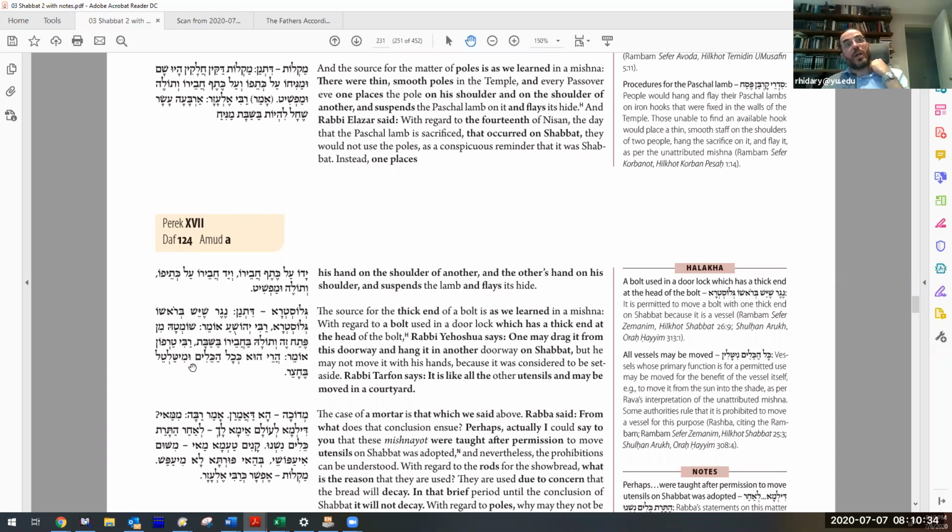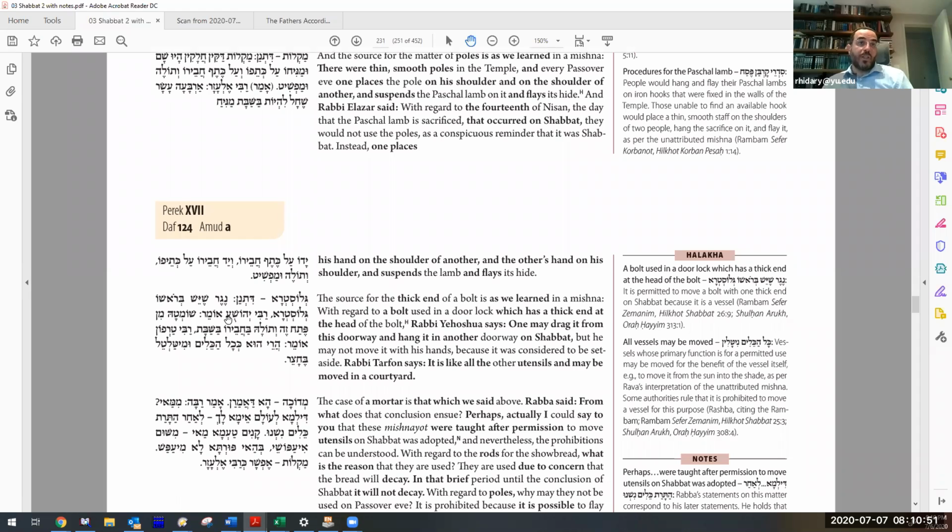He says you can. Sorry, the first opinion says you can drag it from one to the other. In other words, you can't pick it up. You can only drag it in an indirect way. Bitafon says it's like other things, and you can move them in the hased. So the first opinion that says you cannot move them only applied before the heter, when everything was mukseh. But nowadays it's okay.